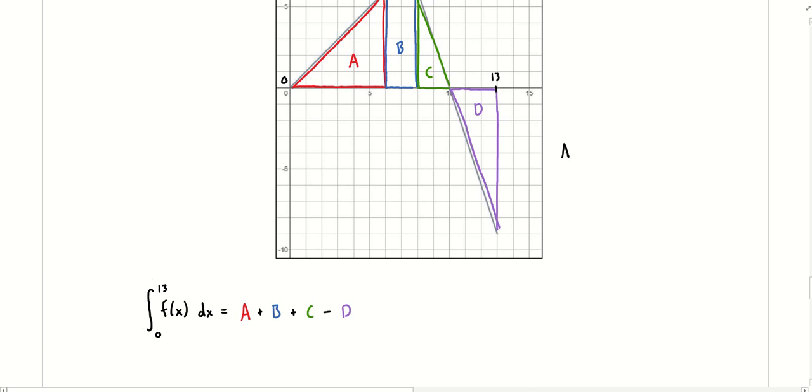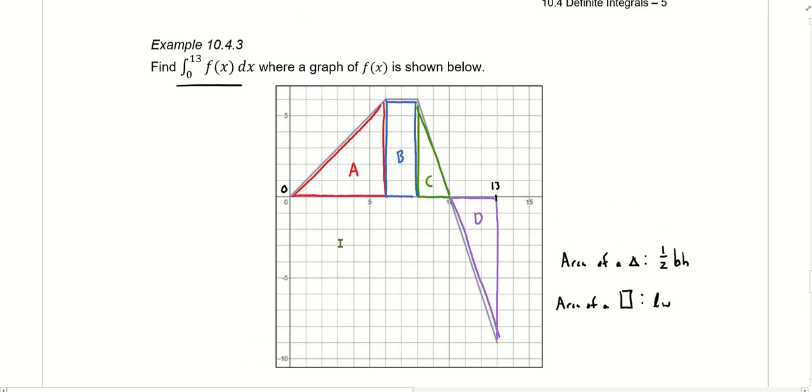So just to have our formulas up here, area of a triangle, that's 1/2 times the base times the height, as we've seen. And area of a rectangle, that's going to be length times width. So let's take a look at what we've got. So let's start with A. A is a triangle. So its area is going to be 1/2 times its base. Its base goes from 0 to 6, so its base is 6. And its height goes from 0 to 6, so its height is also 6.